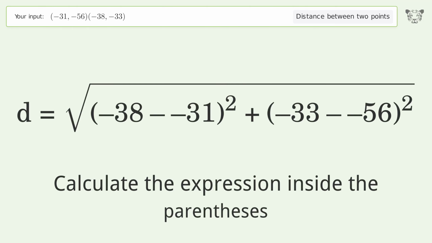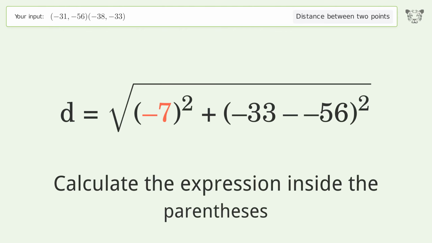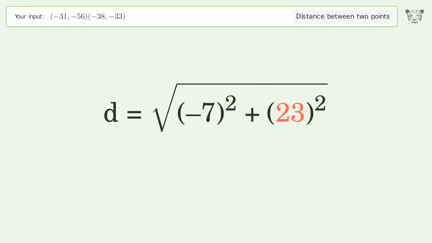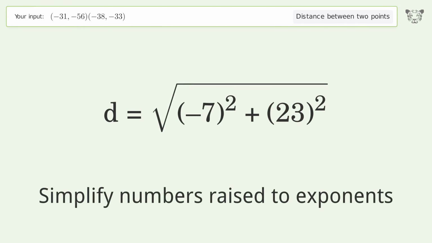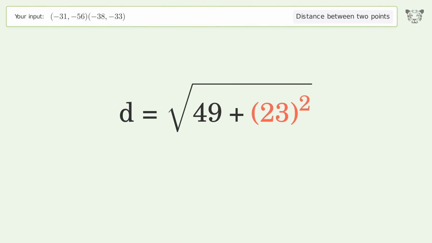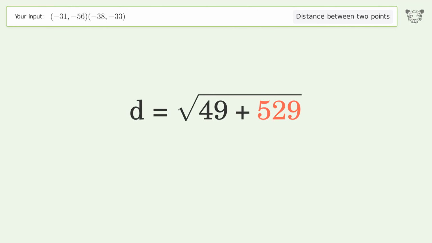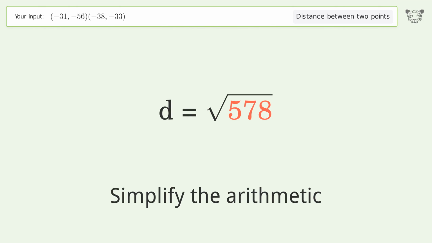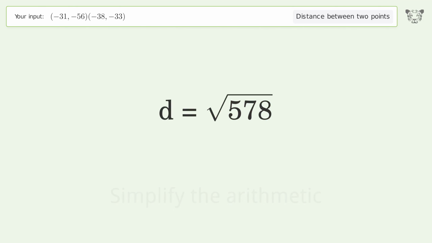Calculate the expression inside the parentheses. Simplify numbers raised to exponents. Simplify the arithmetic. And so the distance between the 2 points is the square root of 578, or 24.042.